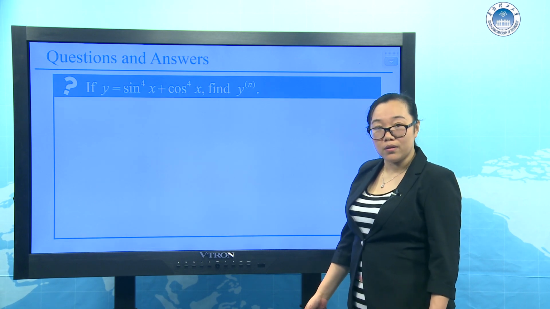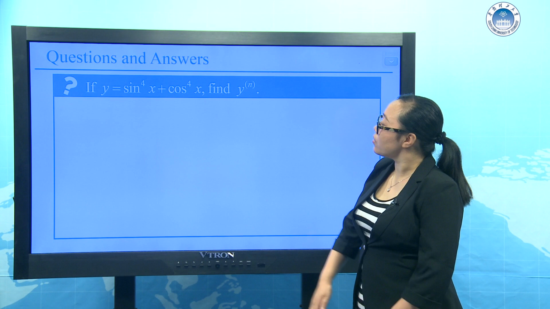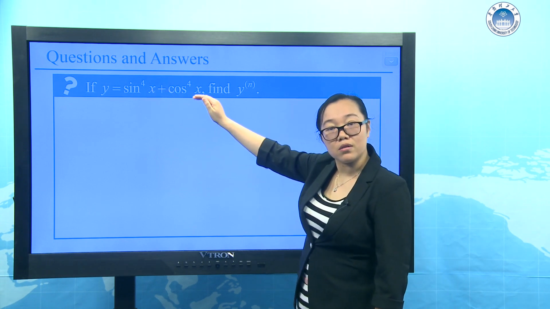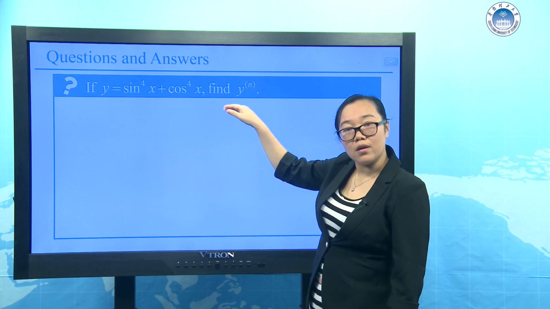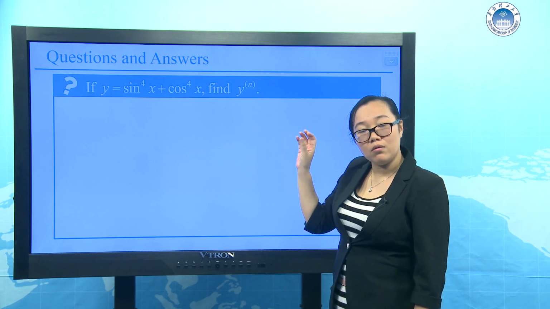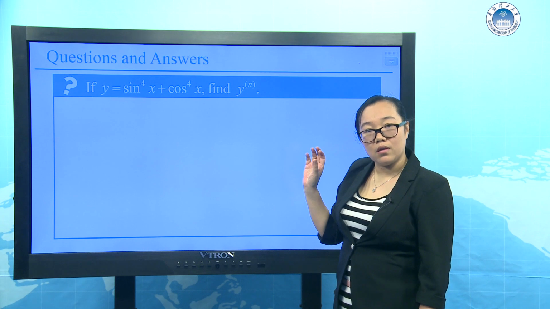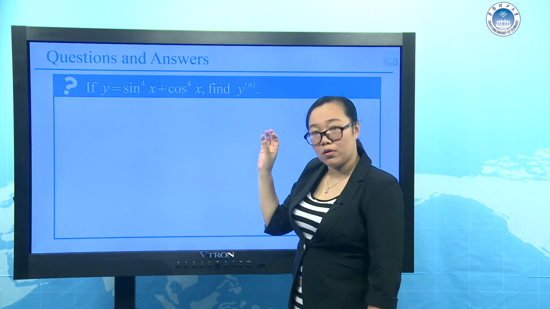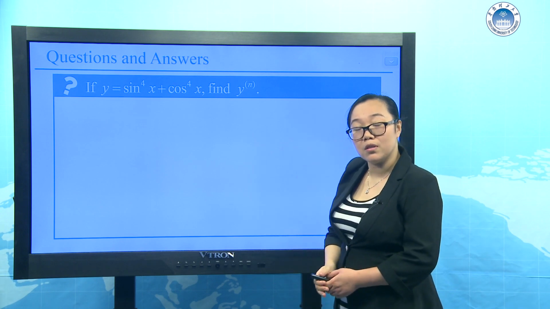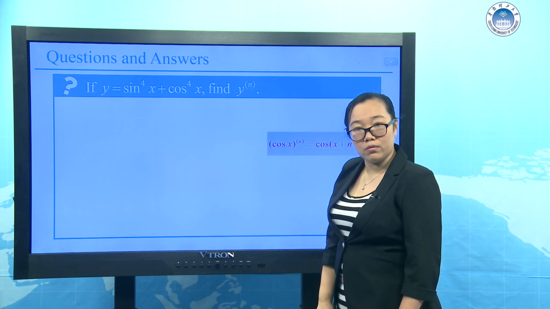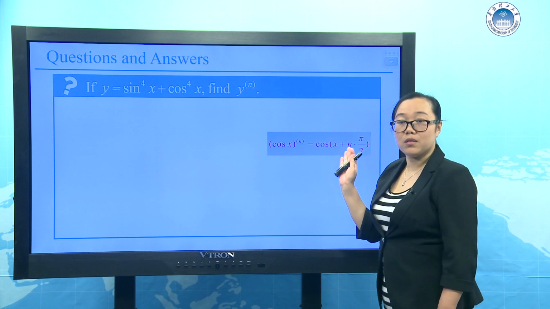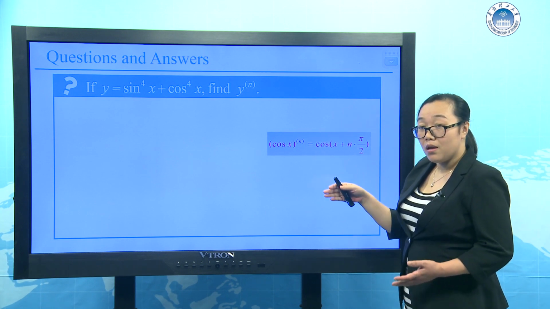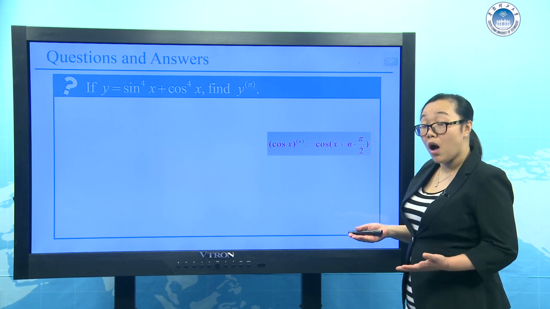Now look at this question. If y equals sin x to the fourth power plus cosine x to the fourth power, try to find the nth derivative of y. How to get it? If we work from y itself, it is difficult. We try to do something about y. According to this basic formula, do you remember the nth derivative of cosine x? We know how to do it.